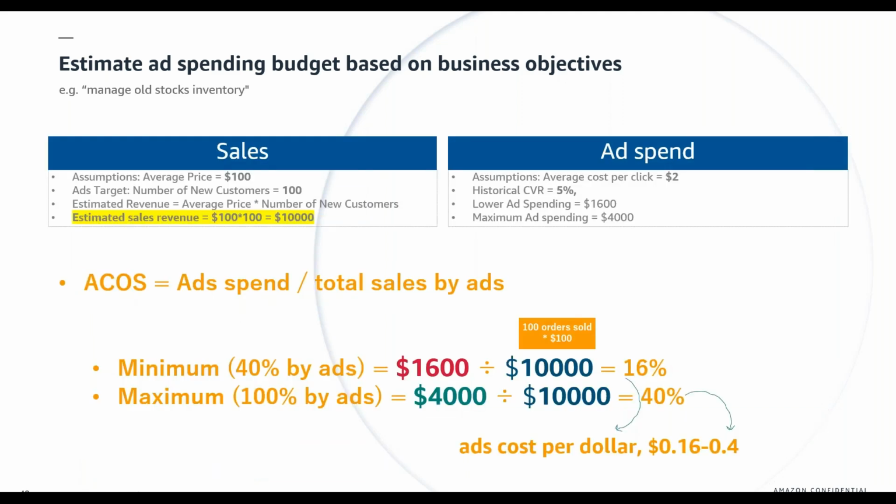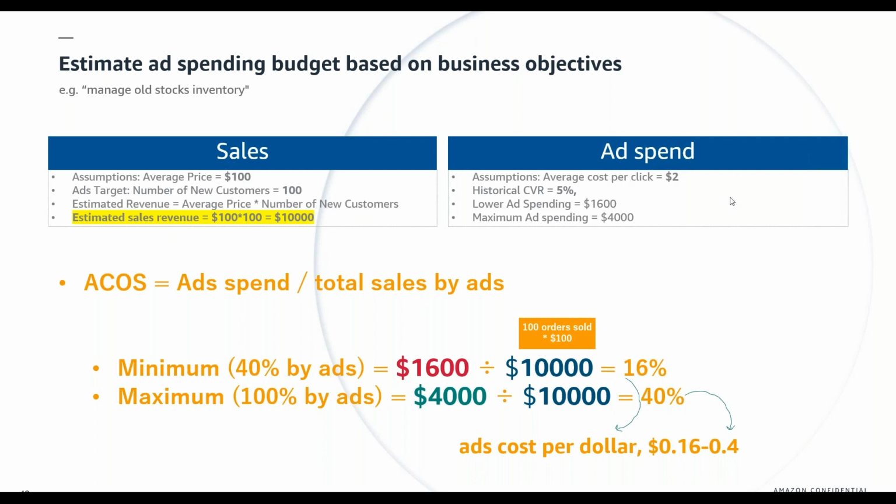So in terms of our sales, we assume that our average price maybe could be $100, and then the ads target, right? We need to basically sell 100 pieces. I need to get 100 people to buy one and sell that 100 inventory. So we take average price times the number of new customers. So that is $10,000 estimated sales revenue.